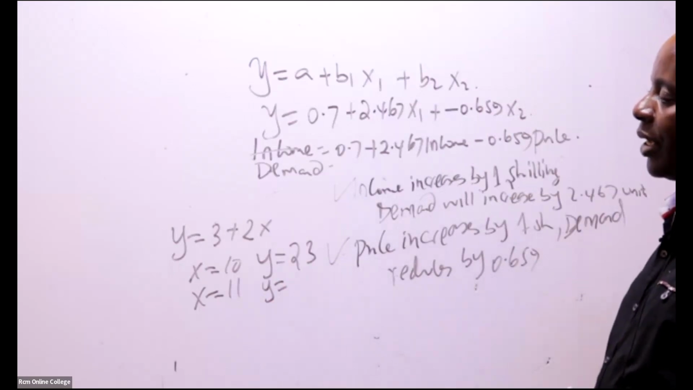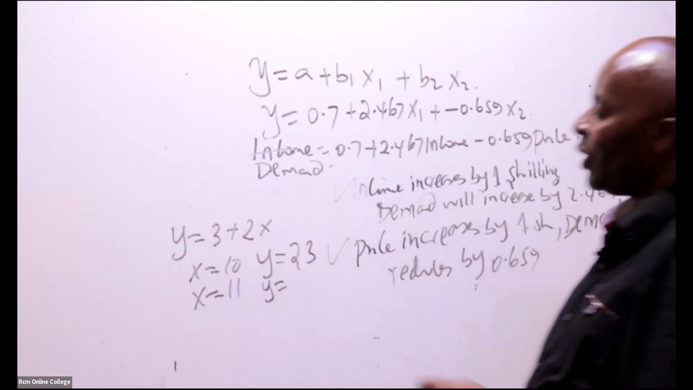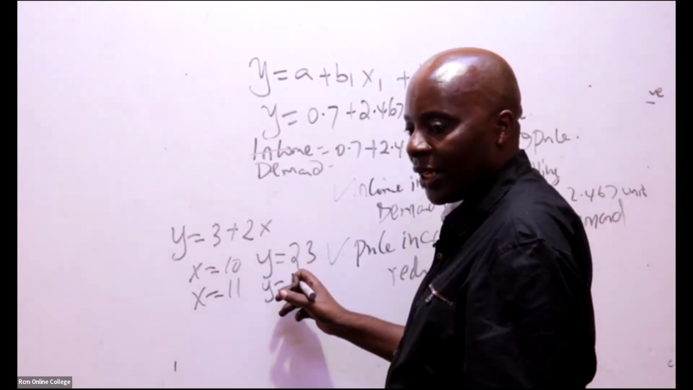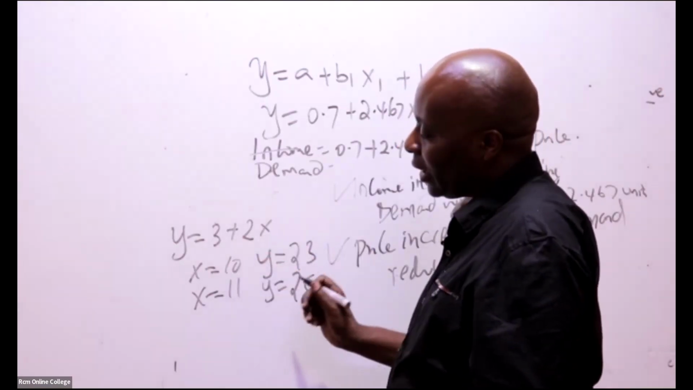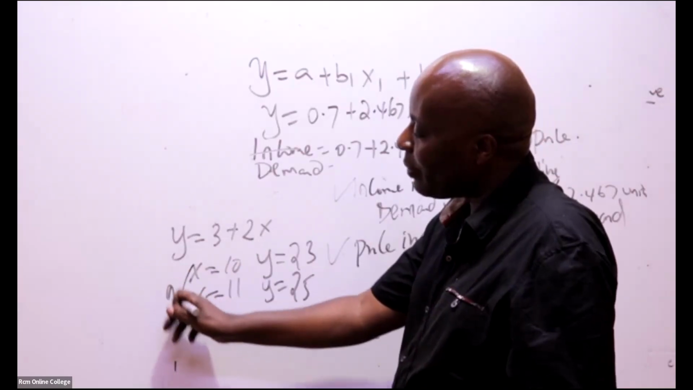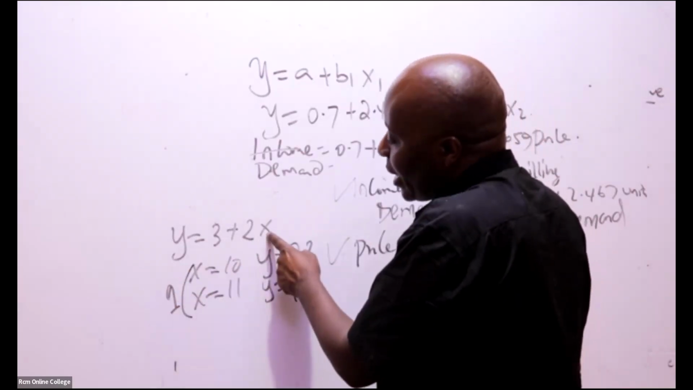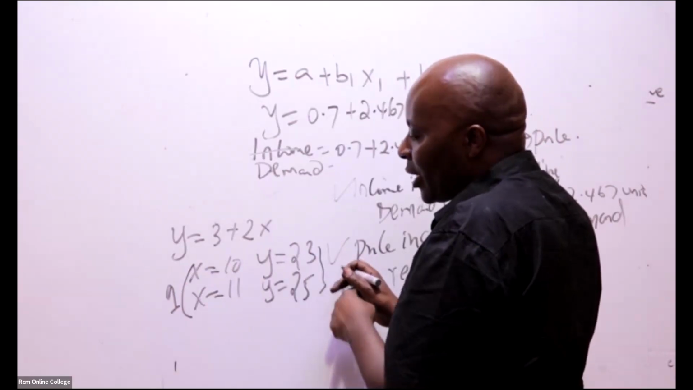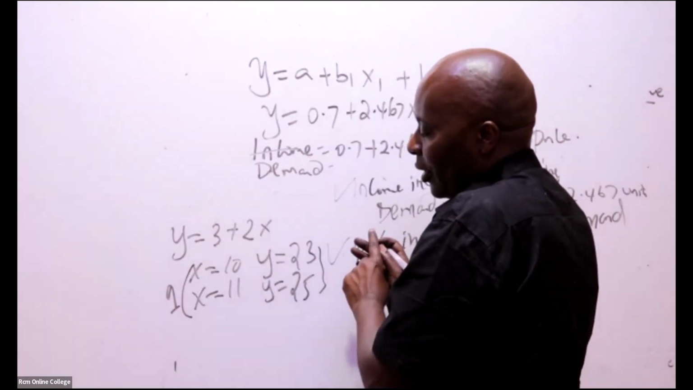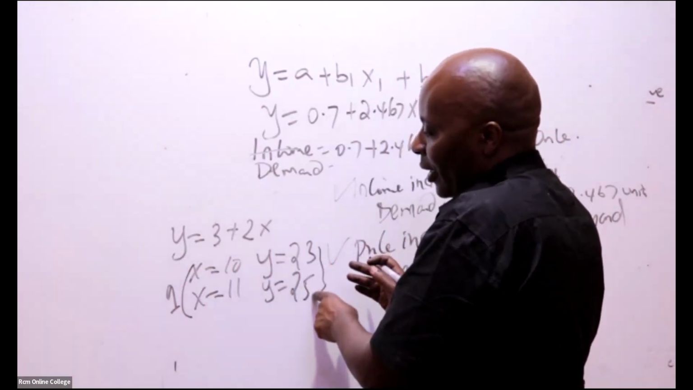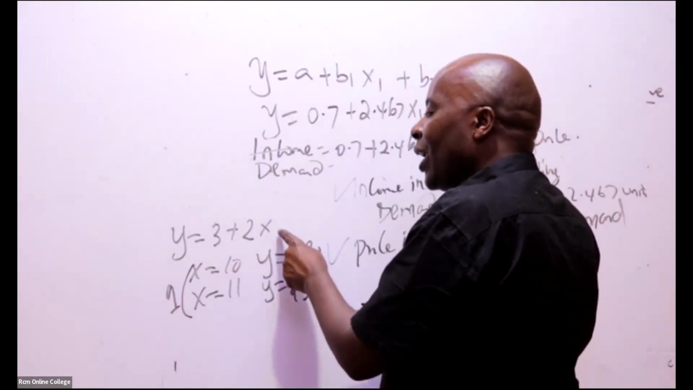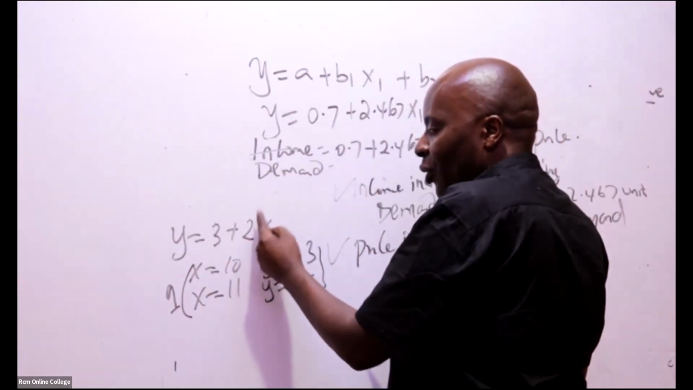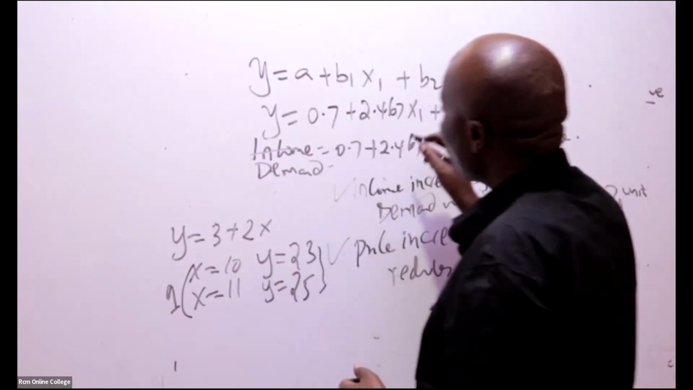If x is 11, this will be 2 times 11, 22, plus 3. This gives me 25. So then check this. When x increases by just 1, what has happened with y? Y has increased by 2, because 23 to 25. That's how you interpret the gradient: when x goes up by just 1 unit, then y, because of the positive, will increase by 2. That's how you'll also be able to interpret this.